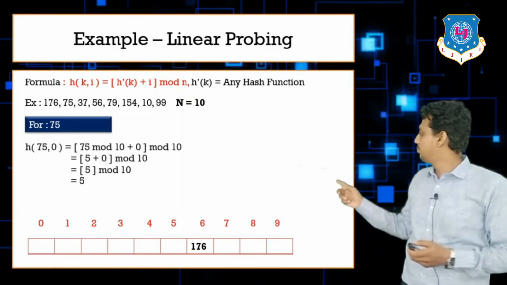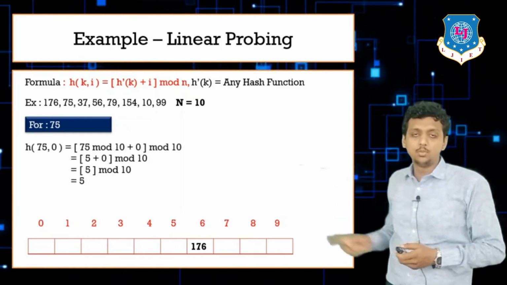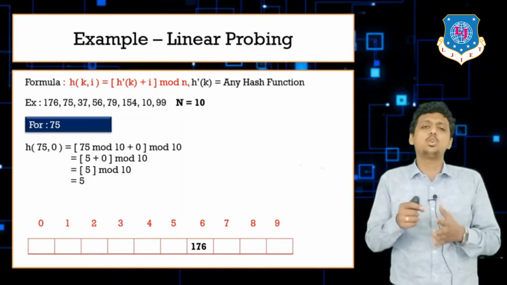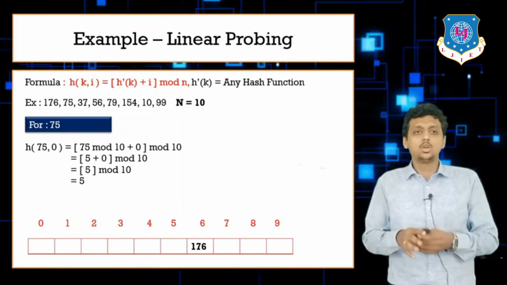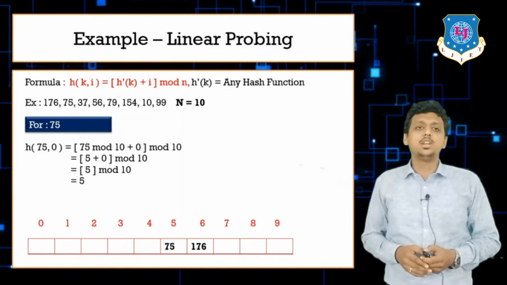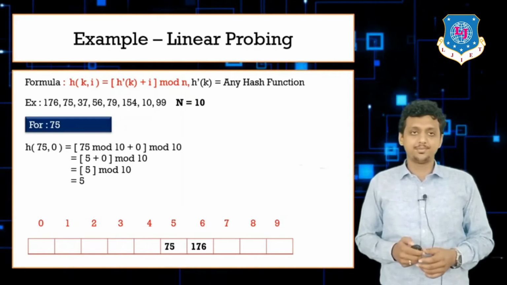So 75 mod 10 plus 0, because I is 0. So 75 comma 0 is equal to 75 mod 10 plus 0 mod 10. Here the 5 plus 0, we get the answer 5. So 75 is inserted at the 5th position.